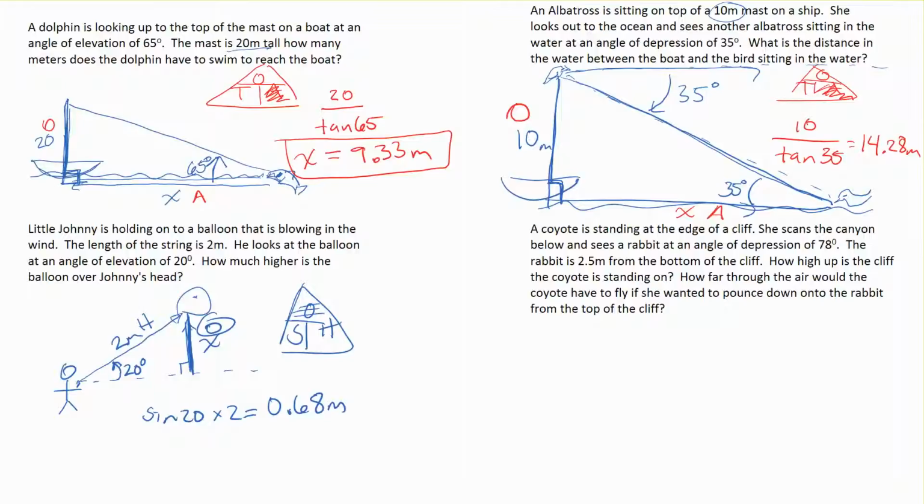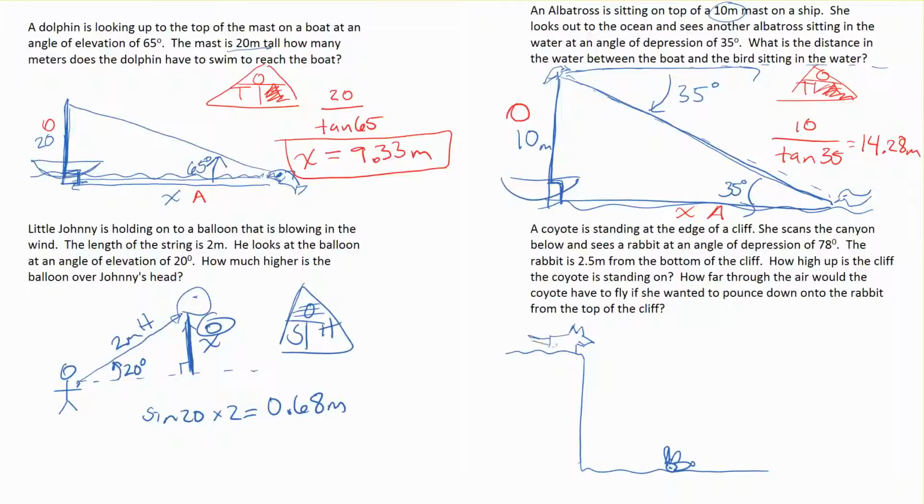Okay, Coyote is standing at the edge of a cliff. She scans the canyon below and sees a rabbit at an angle of depression of 78 degrees. So we've got a cliff, go along a little ways on the ground, and we see a rabbit, big jackrabbit with big ears, big tail, and there's a coyote at the top. Again, not the best drawer, but that's okay.